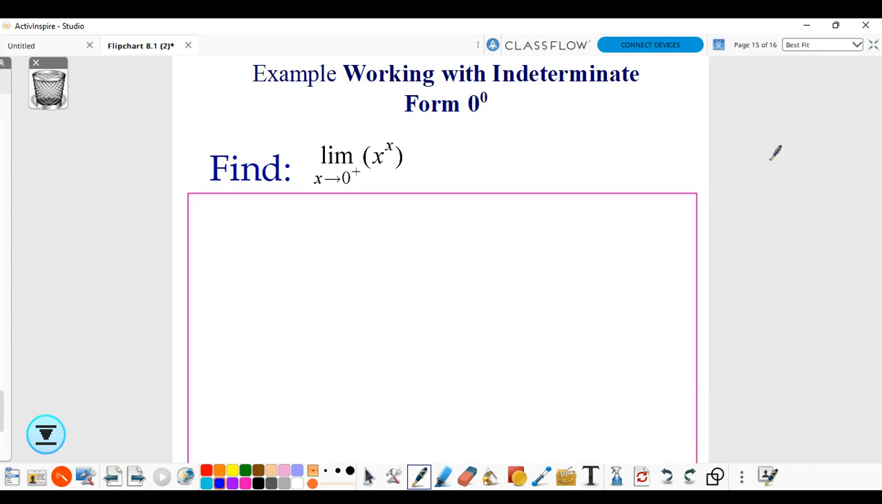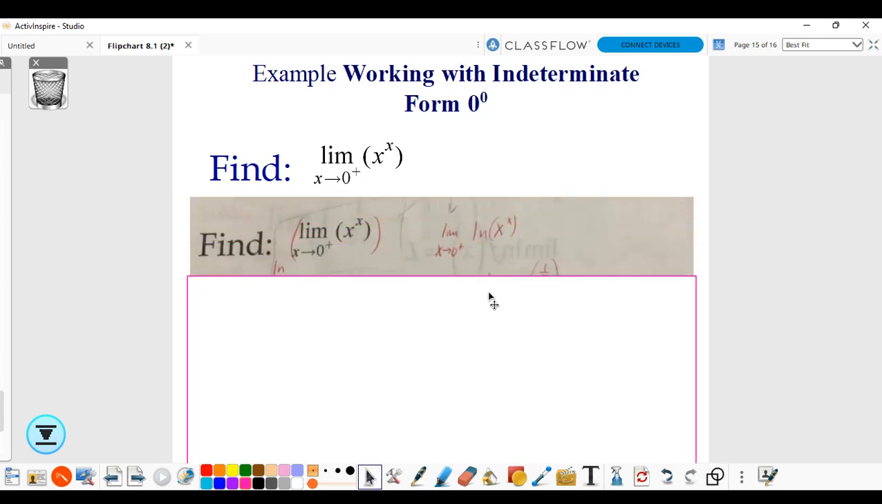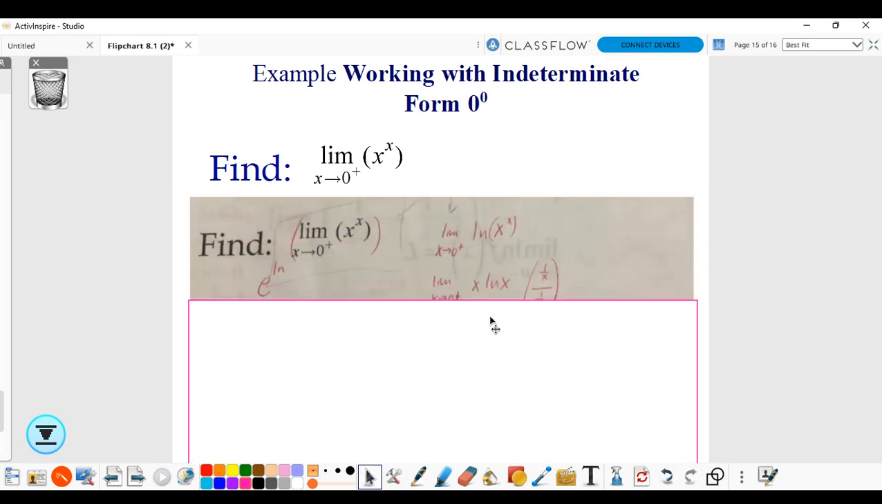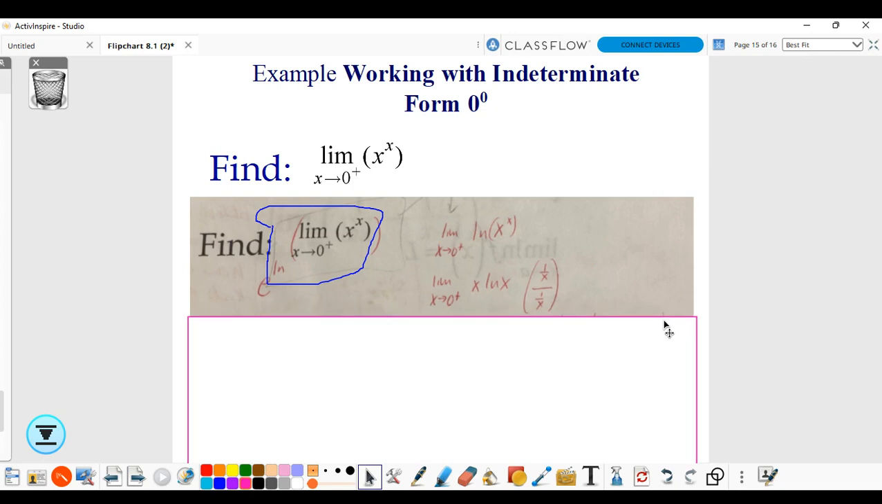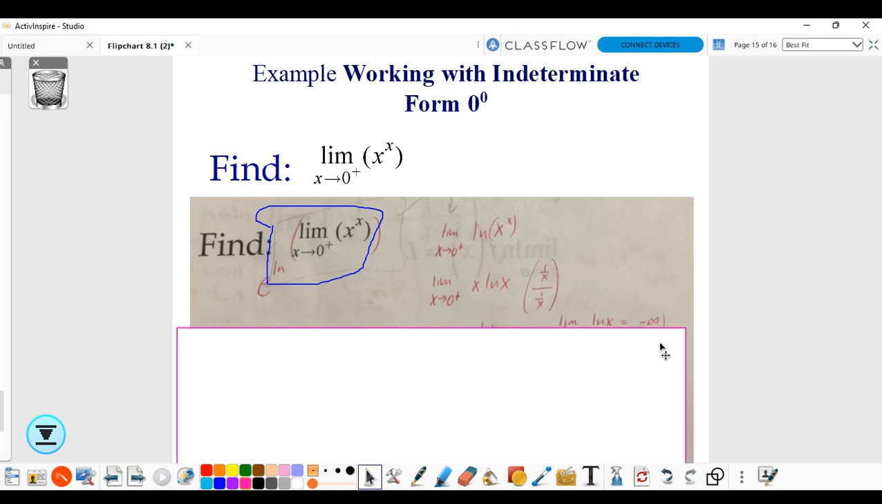See if you can set this one up and try it. Pause the video. So e to the ln of that function, and I'm going to just pull out this portion, and I'm going to move the ln inside the limit so that I can move the exponent down. And again, I need the trick of multiplying by 1 over x over 1 over x.